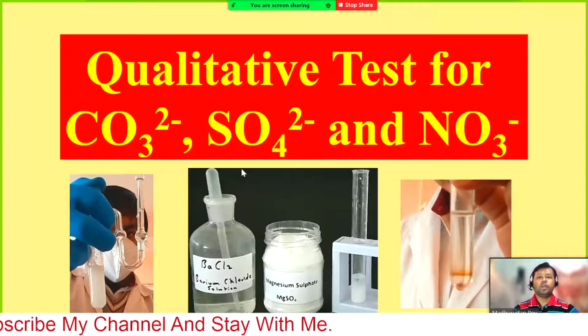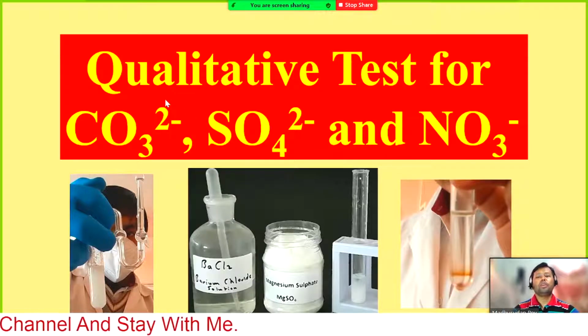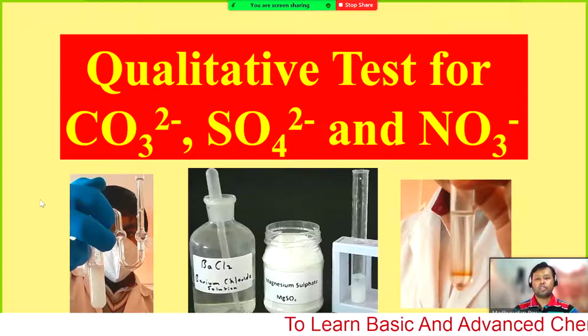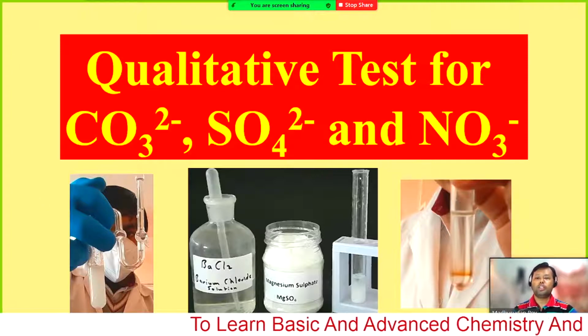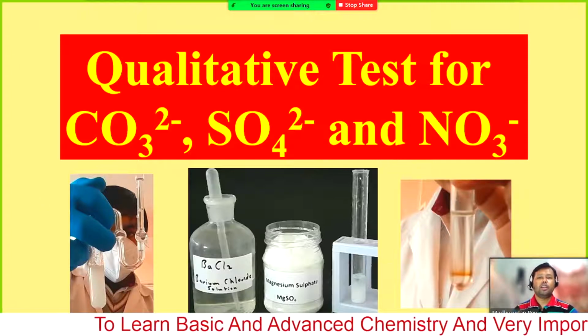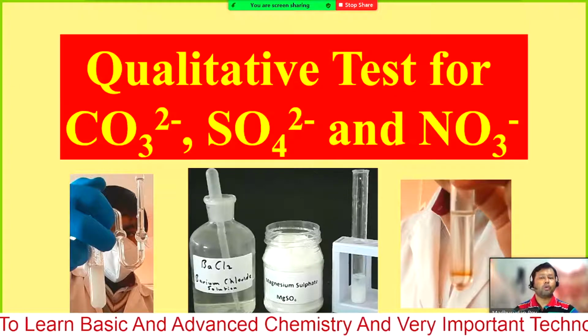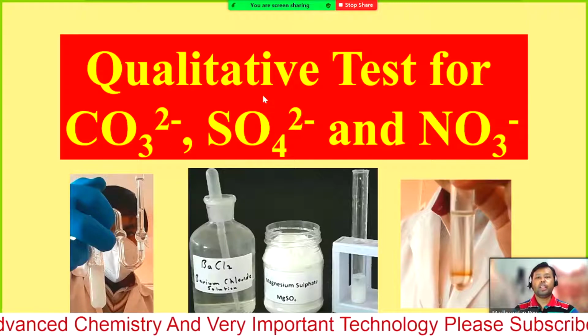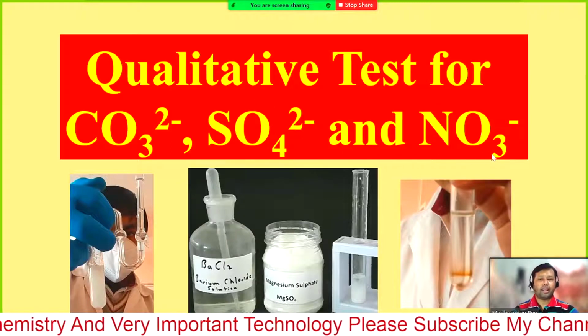Good morning to everyone. Today we are going to learn about the qualitative test for carbonate, sulfate and nitrate. That means qualitative tests for several ions, anions especially. In the last class we learned about some other ions, especially the halides: chloride, bromide and iodide. But today we are going to learn about the qualitative test for carbonate, sulfate and nitrate.